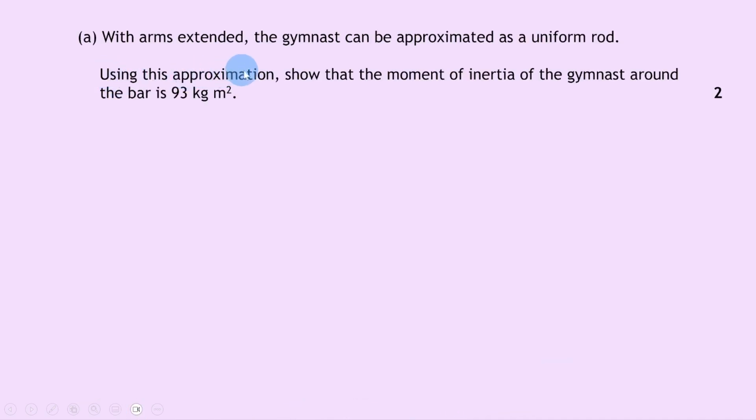Part A says with arms extended, the gymnast can be approximated as a uniform rod. Using this approximation, show that the moment of inertia of the gymnast around the bar is 93 kg m², and there's 2 marks available here.